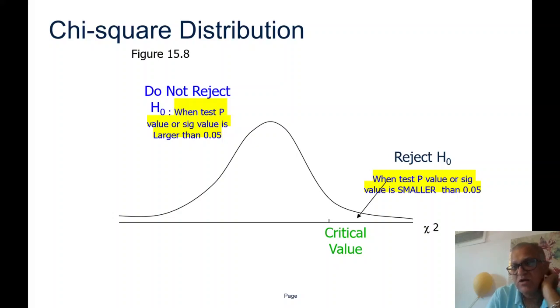So remember the rule with the poem: small is beautiful to reject. Yes, small is beautiful to reject the null hypothesis. So if your p-value is smaller than 0.05, then you reject the null hypothesis. Small is beautiful to reject.